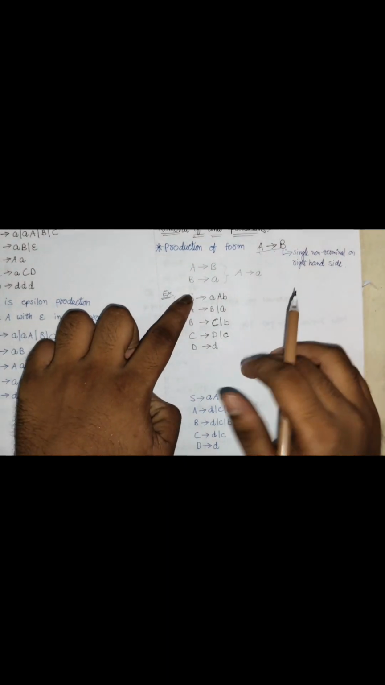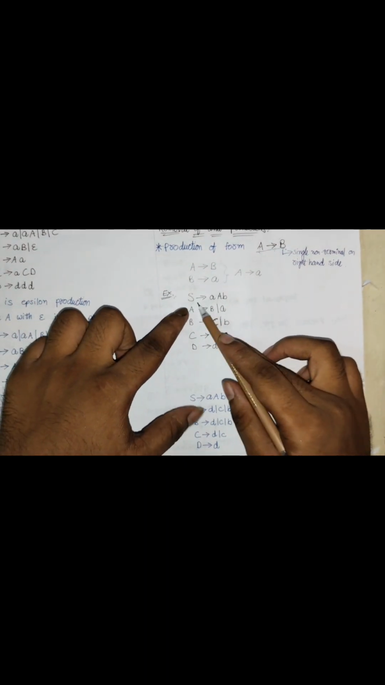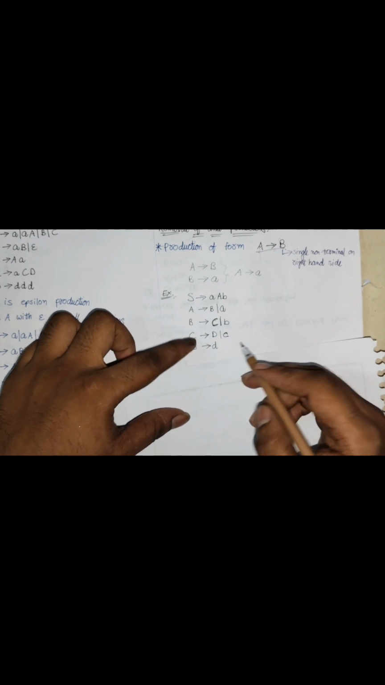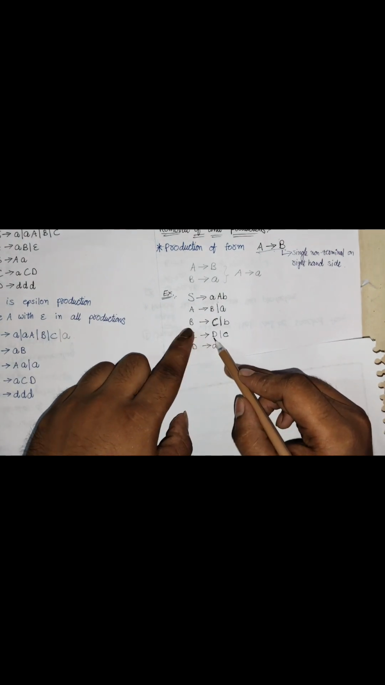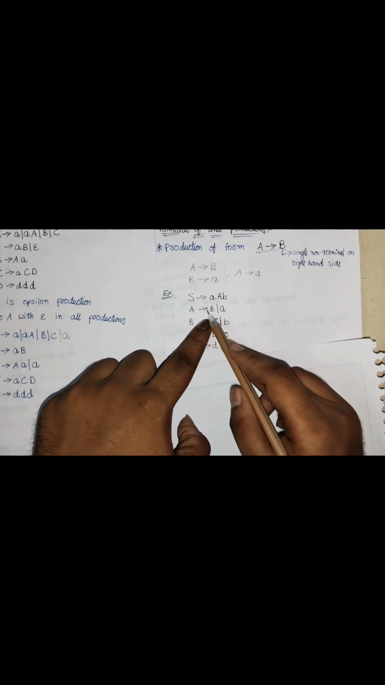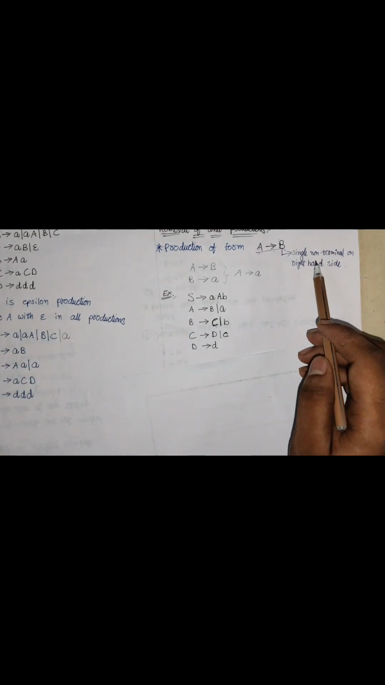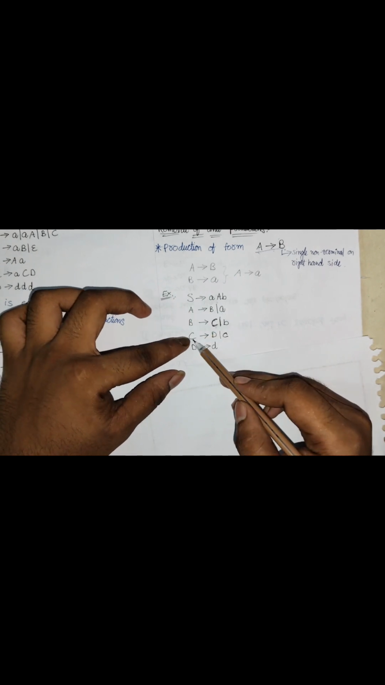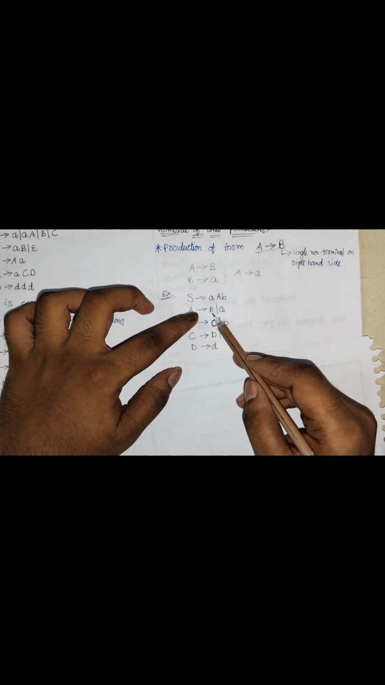See the example. S tends to A, B. Let me explain it. Find out the unit productions first. C tends to D. This is one unit production. B tends to C, unit production. A tends to capital B. This is a unit production. Remember, single non-terminal, not terminal. So the unit productions are C tends to D, B tends to C, A tends to B.